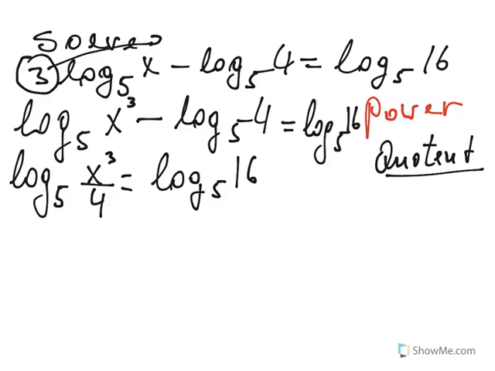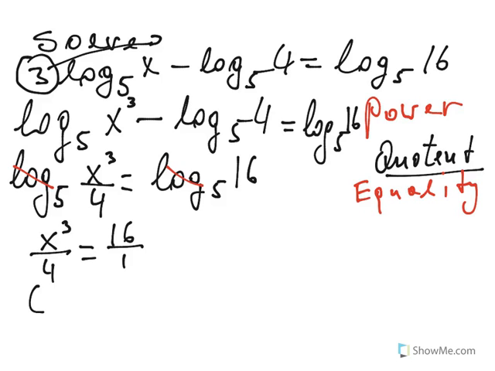On the right side we have log base 5 of 16. Now we have log base 5 on both sides, and we can use the equality property of logs. We can cancel the logs since they are the same and the base is the same, base 5. So after cancelling log base 5 on both sides, we have x to the third power divided by 4 equals 16 over 1.